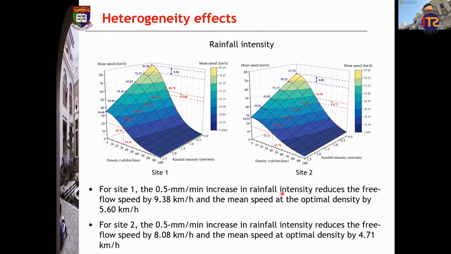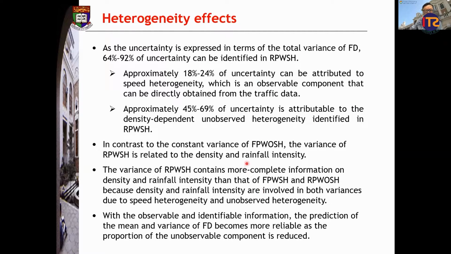So here's a look at the rainfall effect. As you see here, there's a common sense that during the raining days, the general speed will fall. And here in this model, we were able to capture this effect. Every 0.5 millimeter increase in rainfall intensity will reduce the free-flow speed by around 8 to 9 kilometers per hour, and the optimal speed will also decrease by about 5 kilometers per hour, and this is quite substantial. So as I said, the speed heterogeneity would account for around 20% of the total variability.